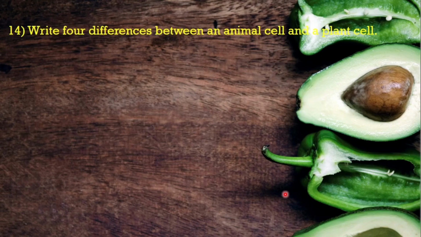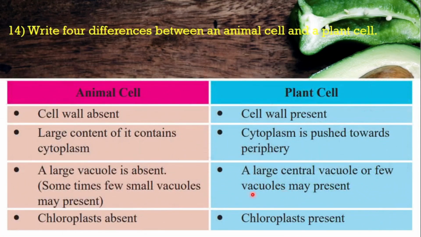Write four differences between an animal cell and a plant cell. Look at this table here. On this side we have the animal cell, and here you have all the content on the plant cell. So when you remember the things in this table, you can have a clear idea about the differences between an animal cell and a plant cell. Let's look at the first one. We are talking about the cell wall.